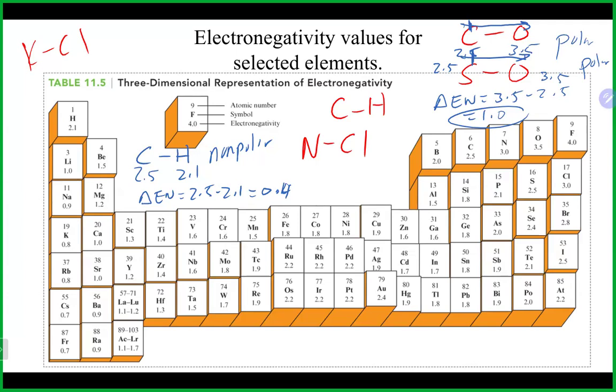Looking at potassium, potassium is 0.8, I think it says. And our chlorine that we saw there is 3.